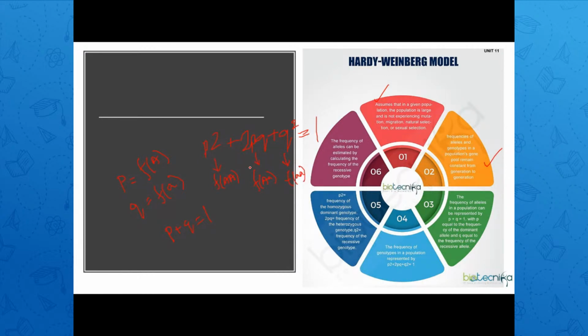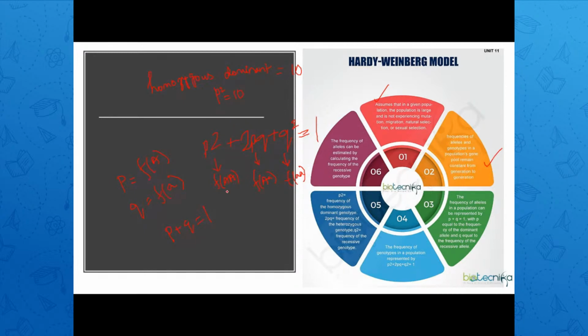Now be very careful in the statements of Hardy-Weinberg questions, what they are asking. If they are saying that the number of homozygous dominant individuals is equal to say 10, when they give you a statement like this, the number of homozygous dominant individuals is equal to 10, that means they are talking about p square equals 10.